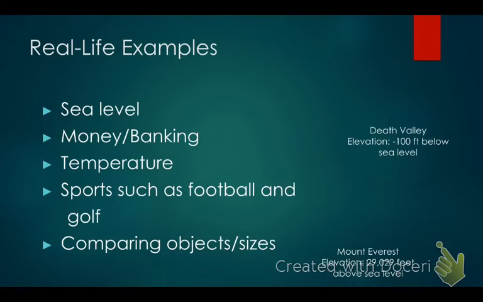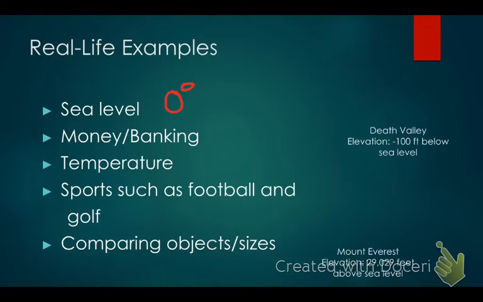Okay, some real-life examples. Sea level is 0. We have money and banking, where you'd get the credit and debit. Temperature: above 0, below 0. Sports, such as football, because you can lose yardage, and golf, where you can be over par or under par. And comparing objects and sizes.